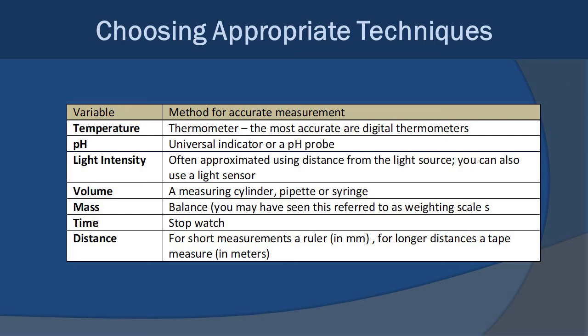Mass, you can use a balance. They're digital balances, of course. For time, you can use a stopwatch. Most phones have stopwatches, so that makes it easy for you guys. And of course, distances. For shorter distances, maybe a ruler with millimeters. For longer distances, maybe you would use a tape measure in meters, things like that.